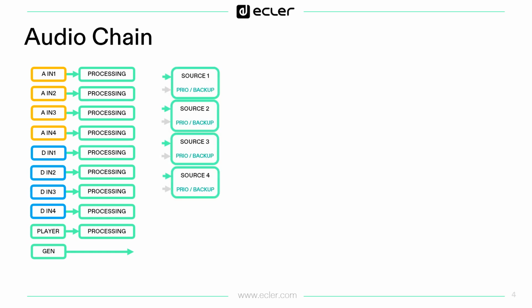We have 4 stereo sources, and in each source we assign a primary input and a secondary one if needed, working as a priority or backup signal. Sources are connected to the matrix that can work in 2 modes: as a mixer, creating an independent mix for each output of the matrix, or a zoner, so only one selection is possible for each output.